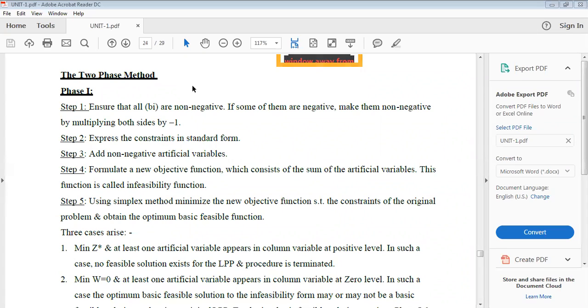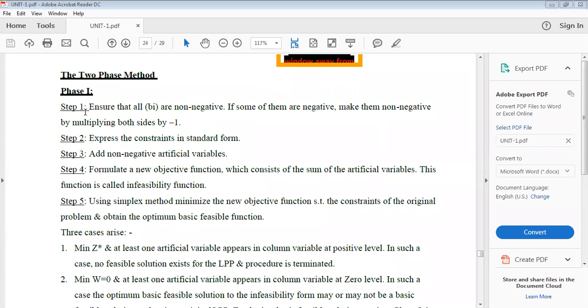Now this is the two-phase method. It is a little bit critical compared to the other things. Unless you have strong knowledge of the previous problems, it is very difficult to understand. There are step one, step two, step three, four, five. If I just read it out, you cannot understand. Only when you solve the particular problem can you understand.